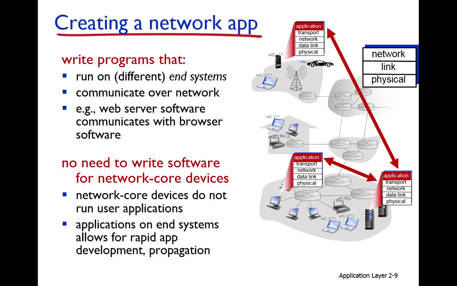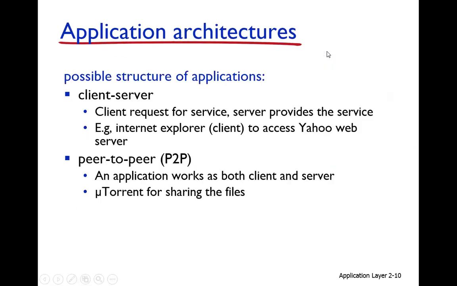Now, the application architecture. Based on the communication between two applications, network applications are divided into two types. One is called the client-server model and one is called the peer-to-peer model. In the client-server model, one user is the client, which requests a service, and the server application is the one which provides the service.